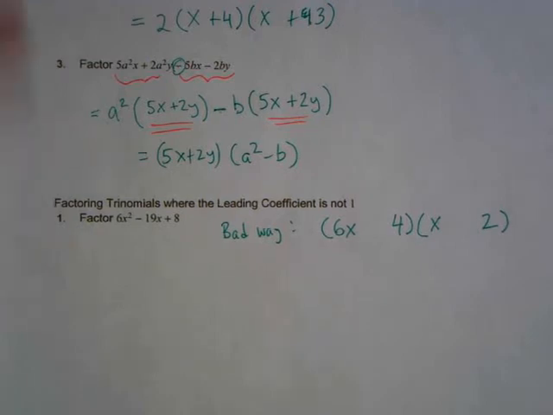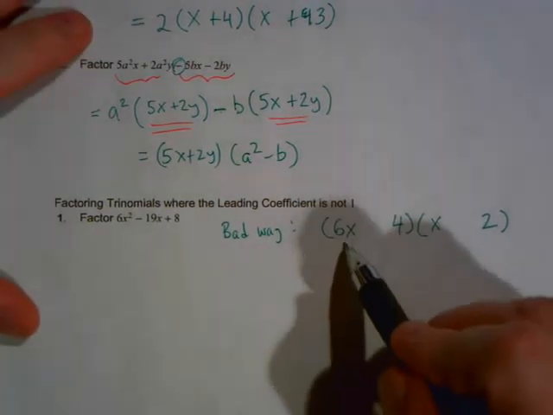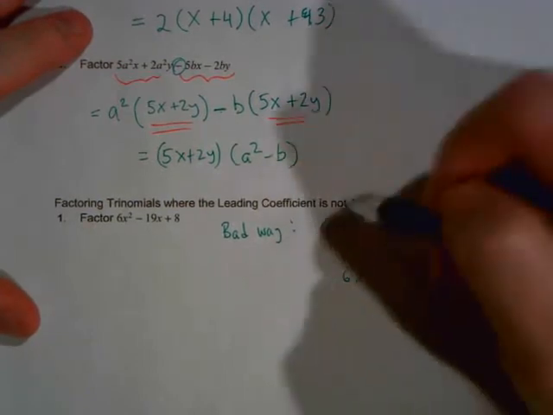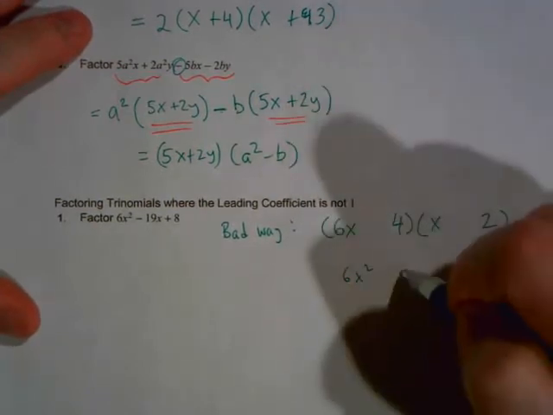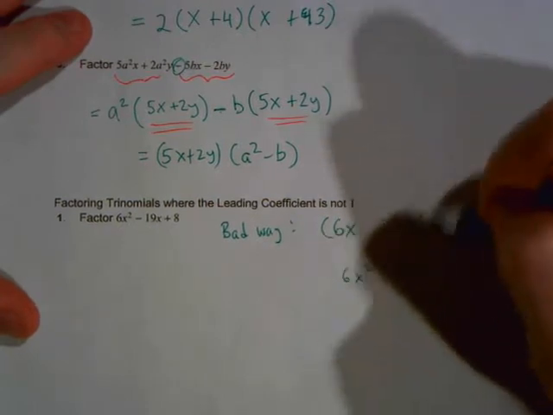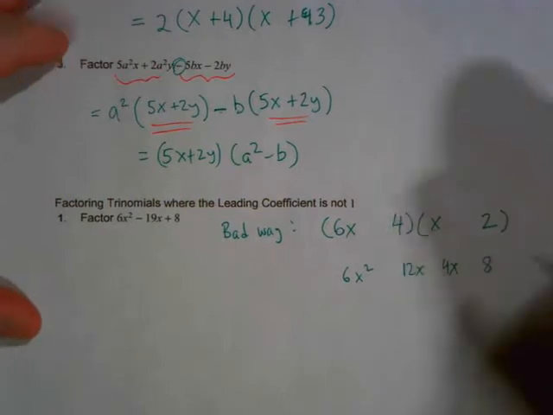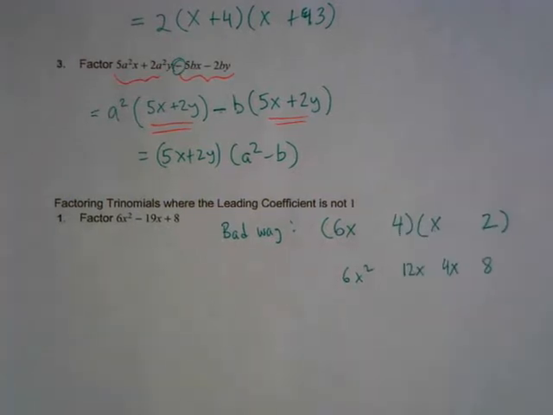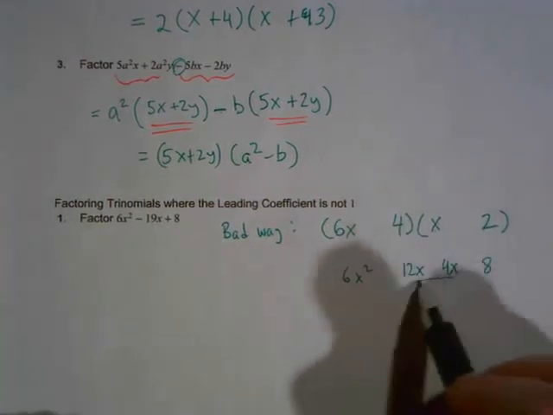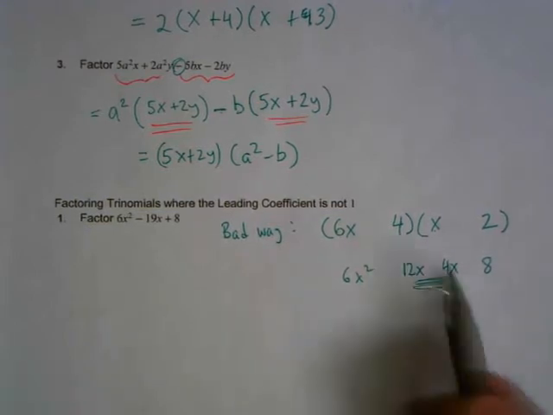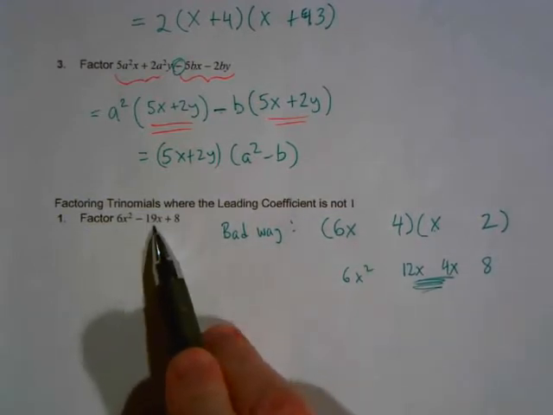So I kind of do a FOIL here. I notice when I do FOIL, I've got 6x squared, and then on this one I would have a 12x, on this one a 4x, and on this one an 8. And then I try to see, is there any way I can make my signs work? Really what I'm looking at is the two middle ones. I have a 12x and a 4x. Can I get a negative 19x out of that?